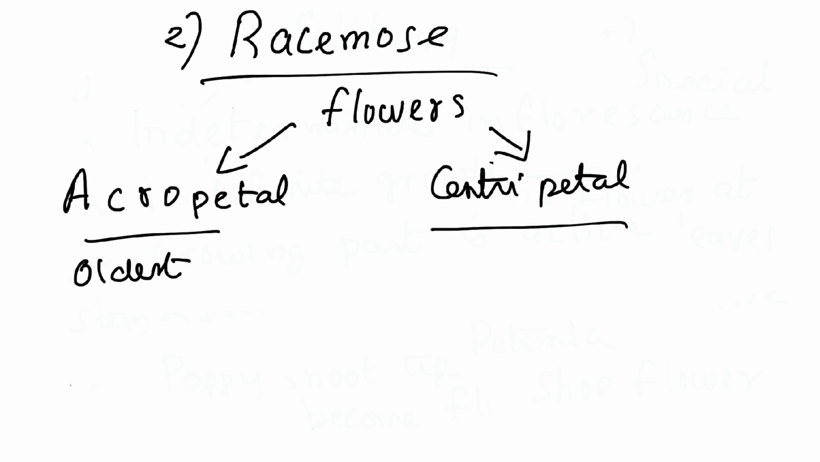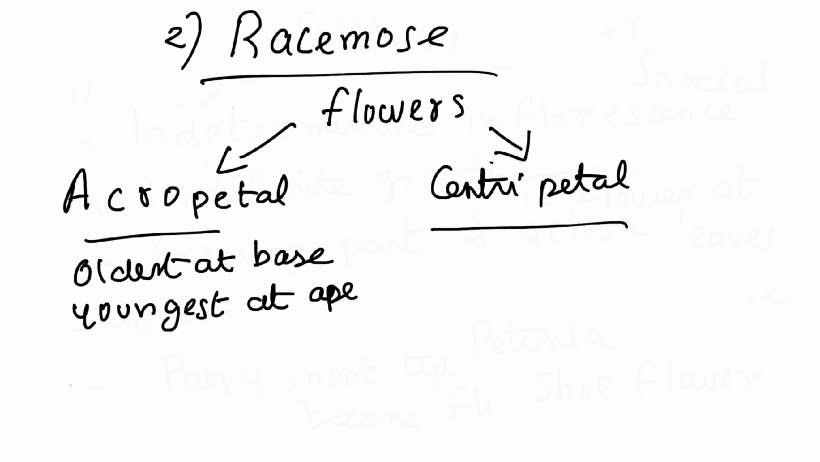That's the key point. First type is acropetal. The second type is centripetal. Acropetal basically means that you have the oldest flower, which means the most developed flowers, at the base, and you have the youngest flowers at the apex, which means at the top. So that's the flower arrangement in acropetal. In centripetal, you have the oldest flowers at the periphery and the younger flowers towards the center.